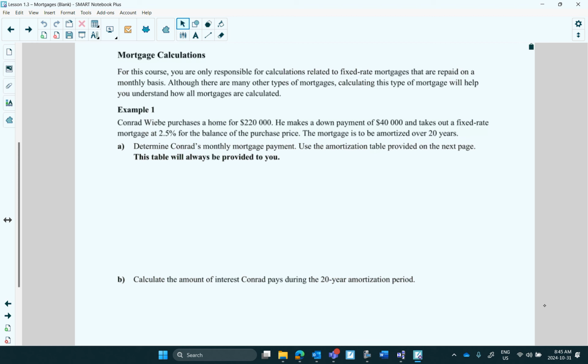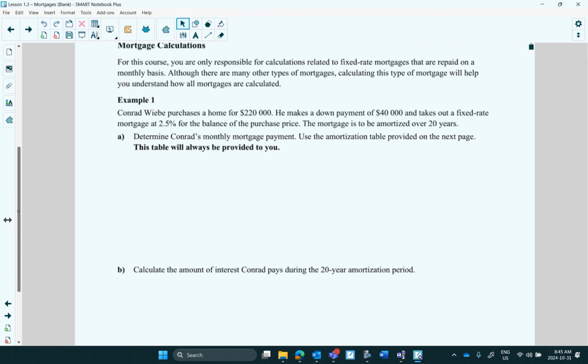So the first example, Conrad purchases a home for $220,000, makes a down payment of $40,000, takes out a fixed rate mortgage, 2.5%, which is a good rate. And the mortgage, he's going to spread it out over 20 years. But remember, even though you spread your mortgage out over 20 years, you take certain terms, certain blocks within that 20 years, right? So you would do a 5-year term, and then you do another 5-year term, and another 5-year term, and another 5-year term to make 20 years. Okay, and every time you may have a different interest rate.